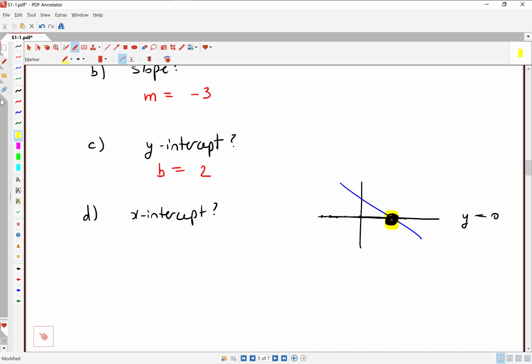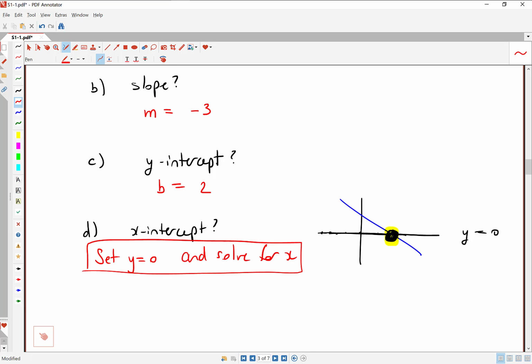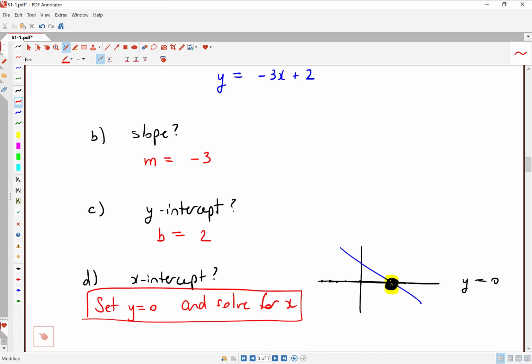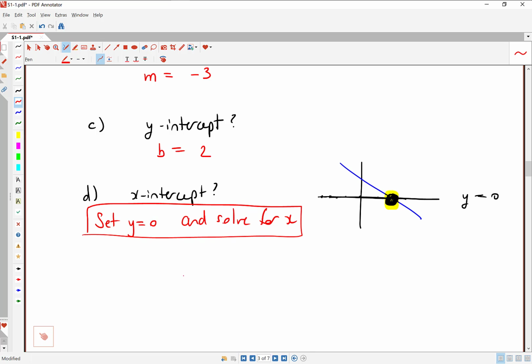Okay, so let's write down what we just said. General instructions for finding the x-intercept: you're going to set y equals 0 and just solve for x. So I think I'll look back to the standard form that we had from part A. We've got it right up at the top of the screen. Y was negative 3x plus 2. And to find the x-intercept for this line, we're going to set y equal to 0. So 0 equals negative 3x plus 2.